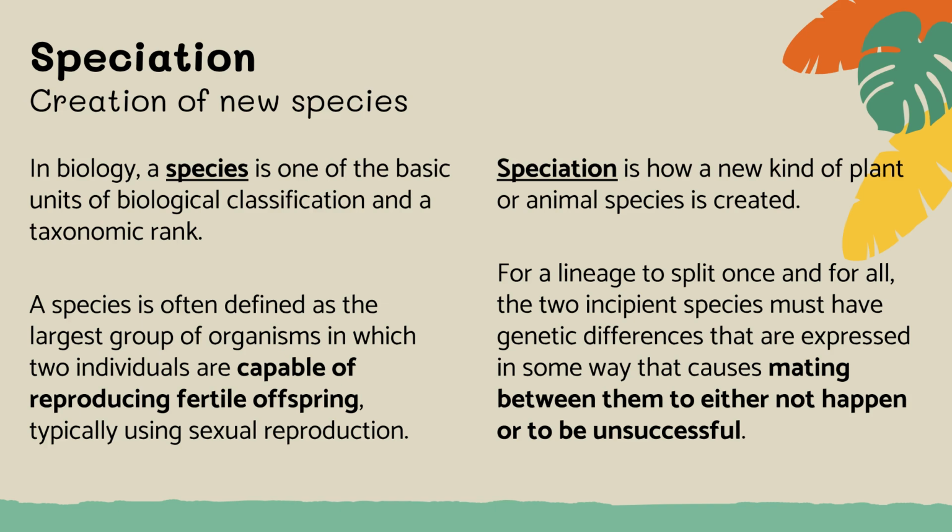Speciation means the formation of new species. In biology, a species is defined as a group of organisms that can mate and produce fertile offspring. So for one species to split into two, something must stop successful reproduction between groups. Over time, genetic differences build up, and these differences affect mating or reproduction. When mating no longer happens, or offspring cannot survive or reproduce, speciation has occurred.